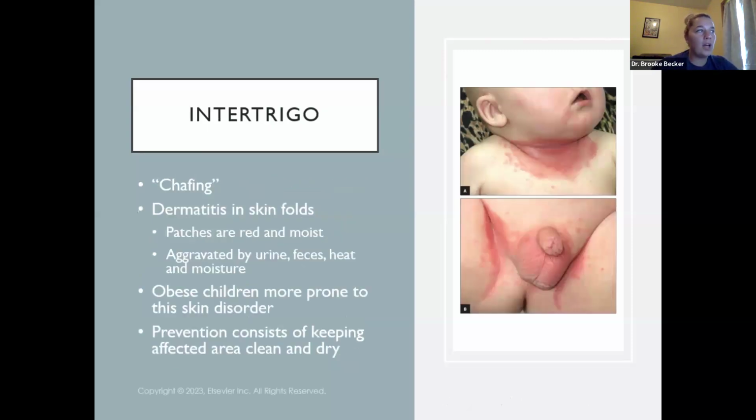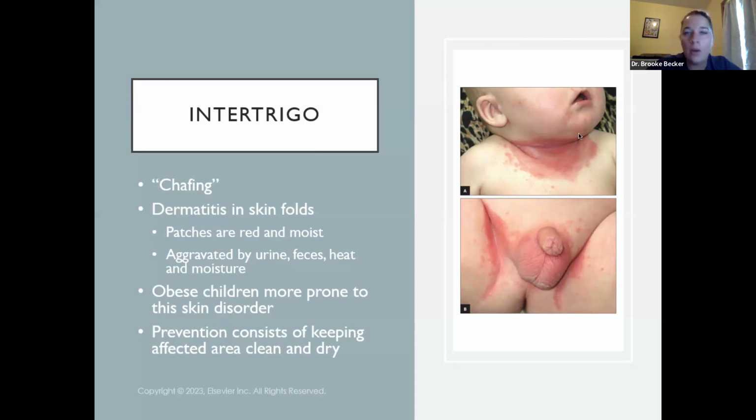All right, intertrigo, this is chafing. Okay. So it's a dermatitis that happens in skin folds. A lot of times diaper areas are the most common area where intertrigo happens. The patches are going to be really red. They're going to look moist. Obese kids a lot of times are more prone to this because they have more skin folds, okay, and more area that moisture can kind of hang on to. Obviously, urine, feces, heat, moisture, that's all going to make it worse and more red.